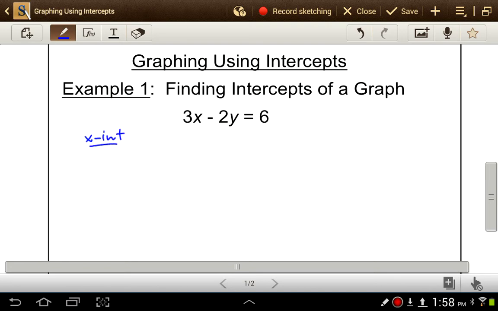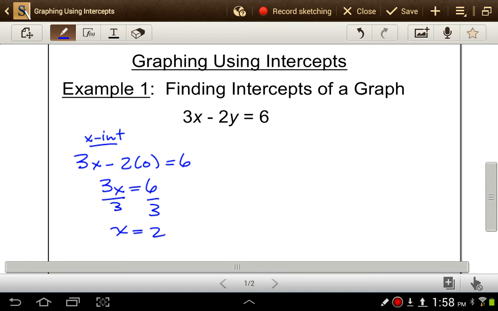To find the x-intercept, I'm going to plug in 0 for the y. So I'm going to do 3x minus 2 times 0 equals 6. And now I'm just going to solve this. 2 times 0 is 0, so I get 3x minus 0 is 3x, equals 6. Divide both sides by 3. Yes, you have to show all of your work for my class. And x equals 2. Okay?